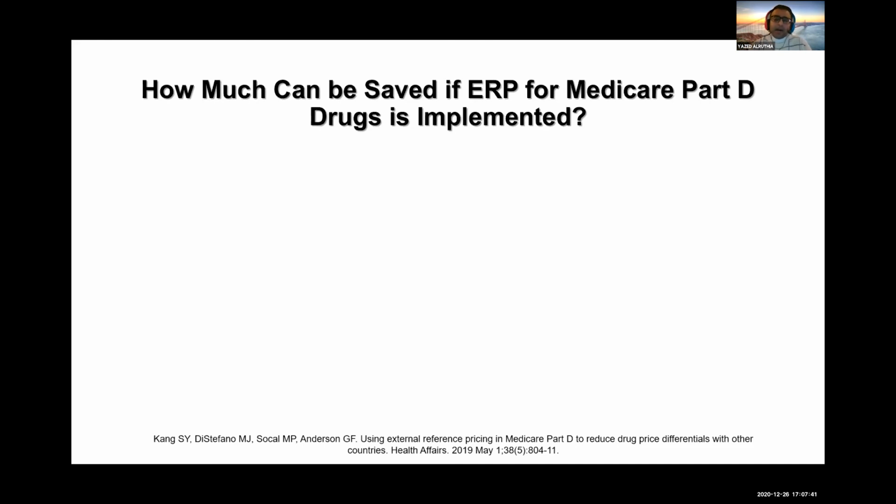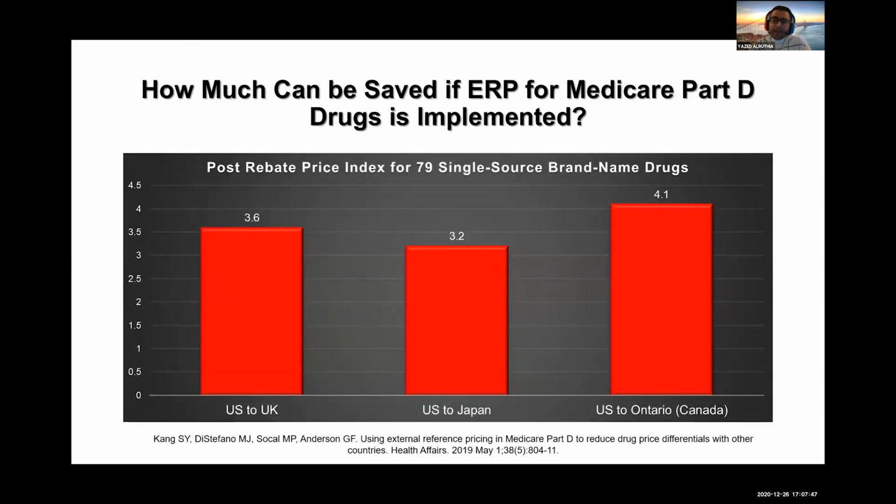There was a study by researchers at Bloomberg, and what they found is that if the United States Medicare Part D implemented external reference pricing using the UK, Japan, and Ontario in Canada, which is the most populous province in Canada, the price differential for 79 single source brand name drugs is about 3.6 times the price in the UK, 3.2 times the price in Japan, and 4.1 times the price in Ontario.